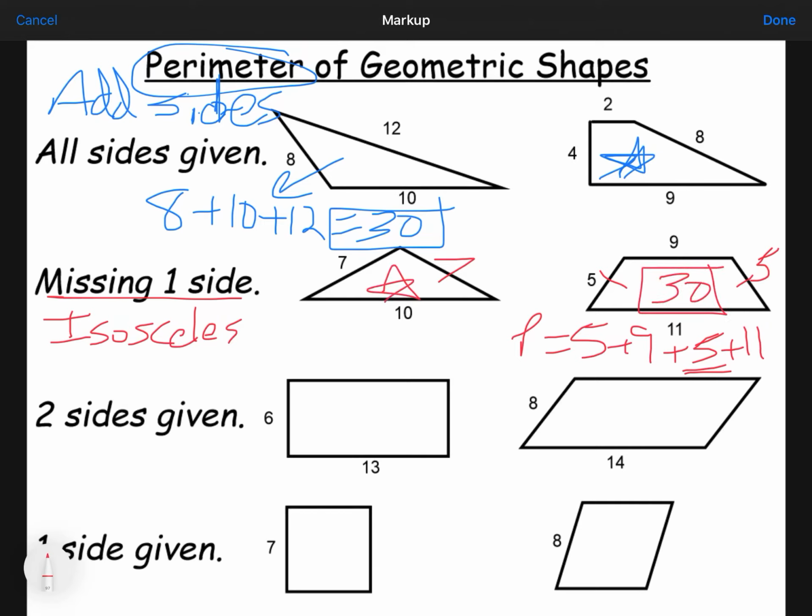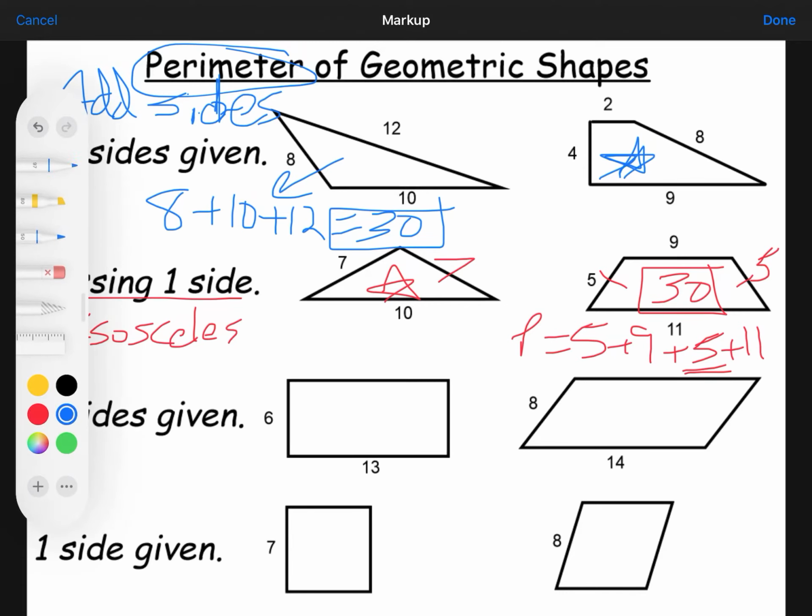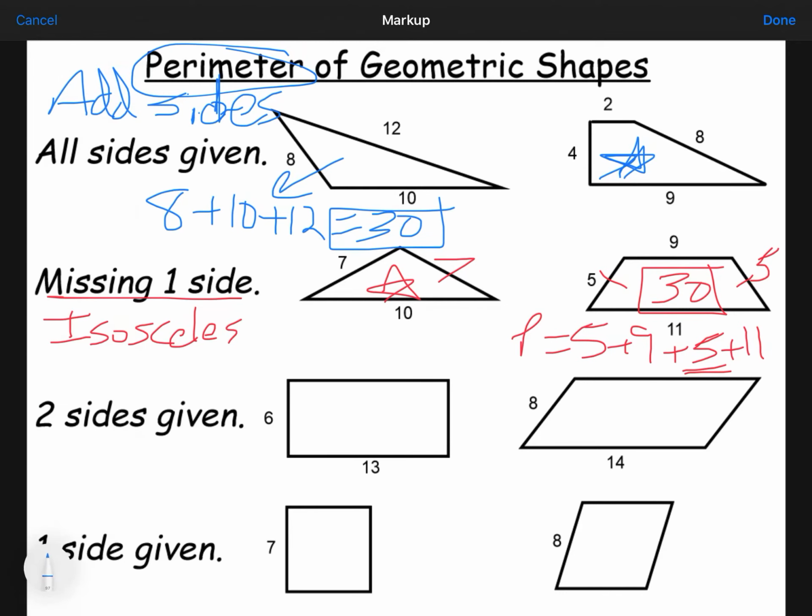For this one, if you add up all the sides, 7 plus 7 is 14, plus 10 would be 24. All you do is add up all the sides. Same thing if you only have 2 sides given. It's a rectangle. You don't just add 6 and 13. You add the sides, 6 and 13, and your other sides, 6 and 13. There's 4 sides to the shape, so you have to add up all the sides. This one works out to be 38, and that's the right answer.